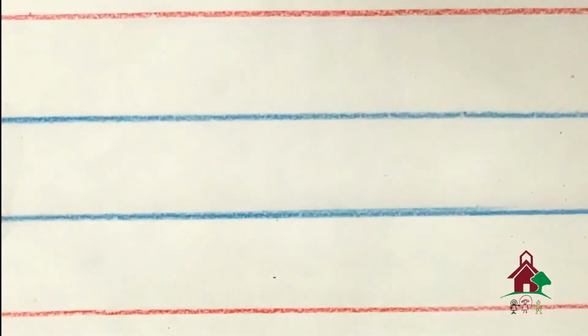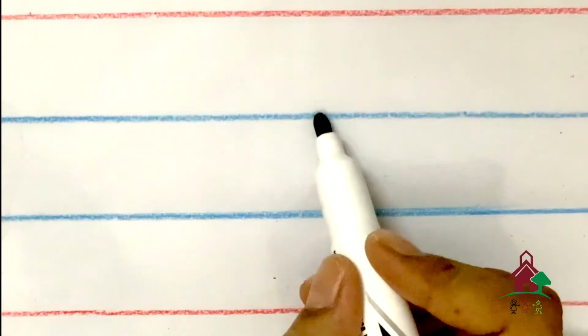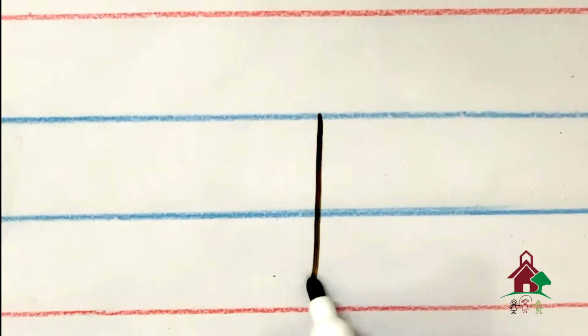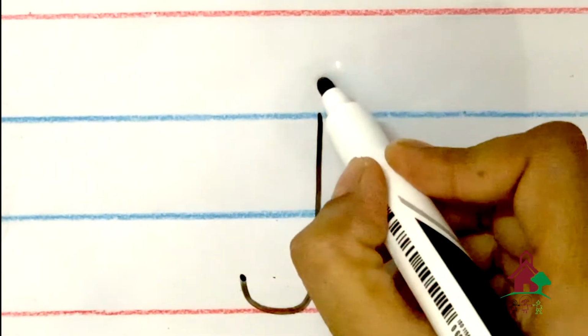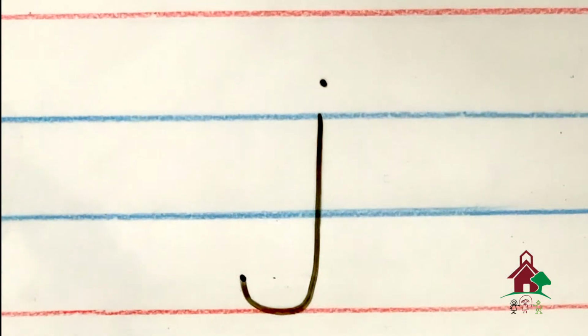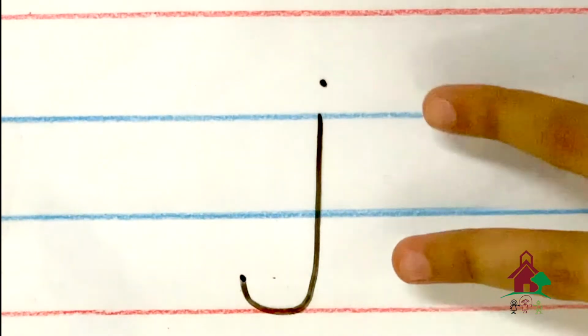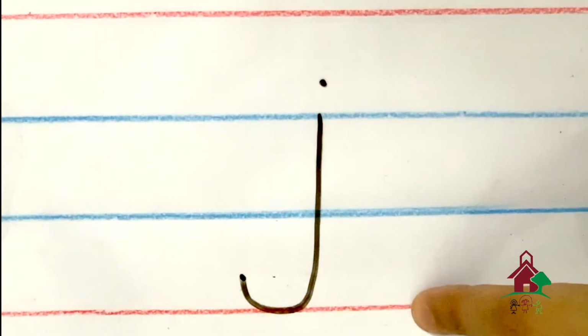Let's erase it. Next we have j. We will start from the top blue line, go down, down towards the bottom red line and turn a little. And a dot on the top. This is j. J comes between the two blue lines and bottom red line.